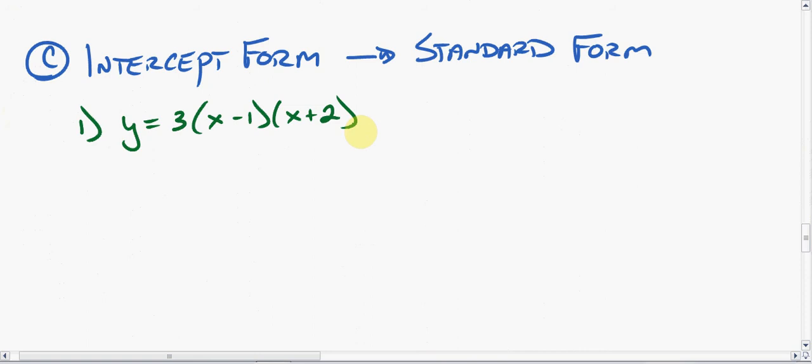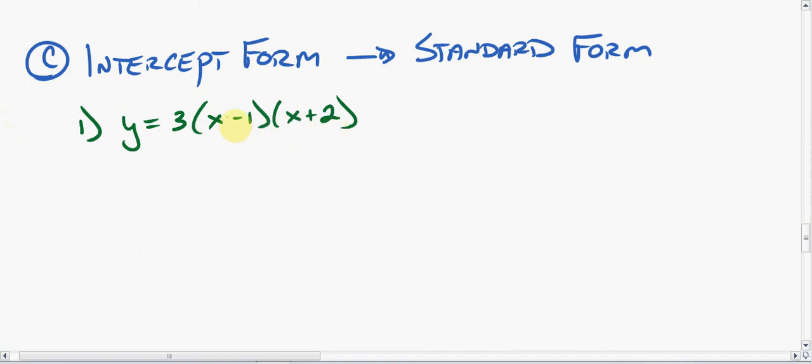So what do we see here? We have two binomials that we need to multiply together. What are we going to use? Again, we're going to use FOIL. This 3, this a value here, which again is positive, which tells us our graph opens up, just a little refresher there. This 3 goes for a ride. You're not going to use it until the last step. It will get distributed in.